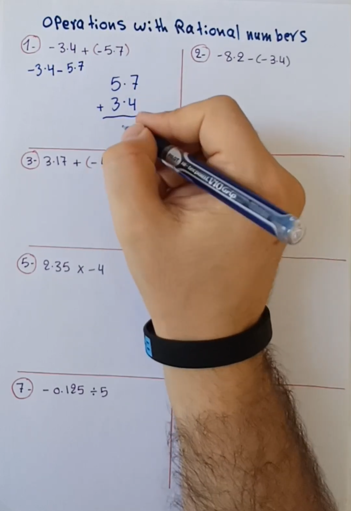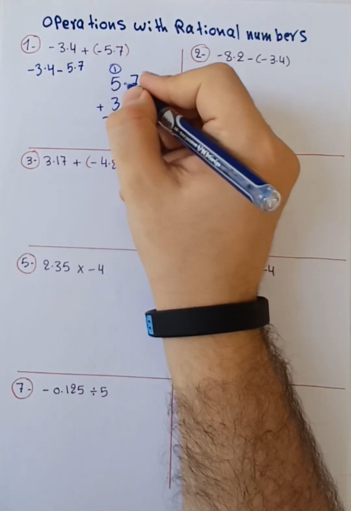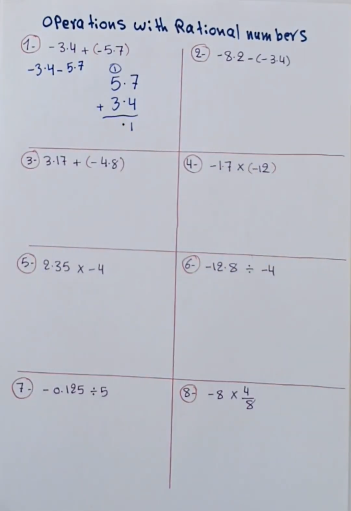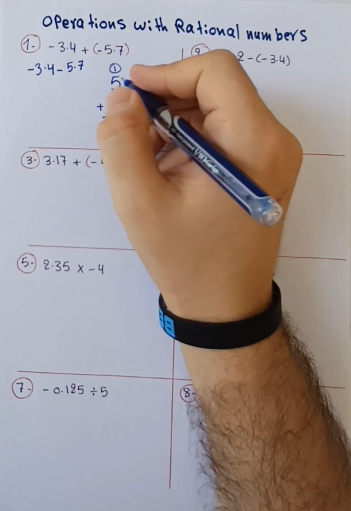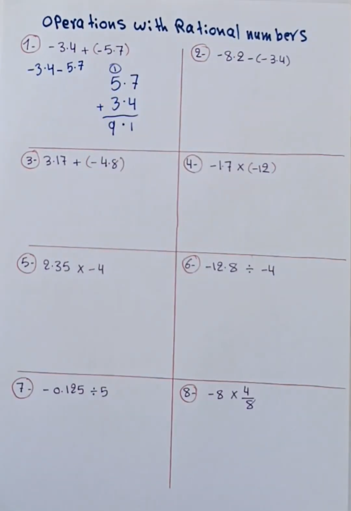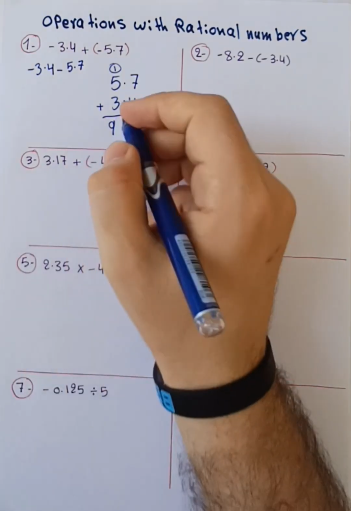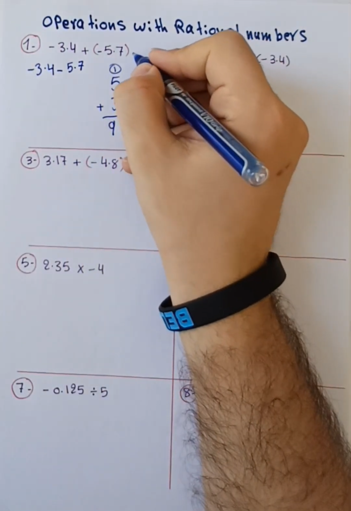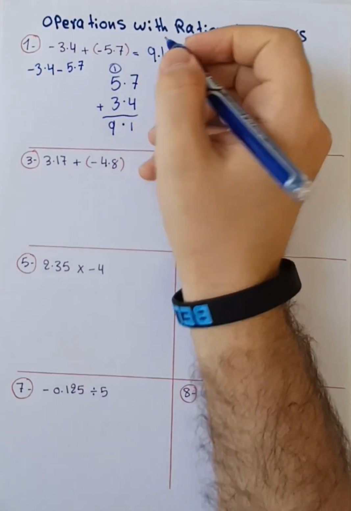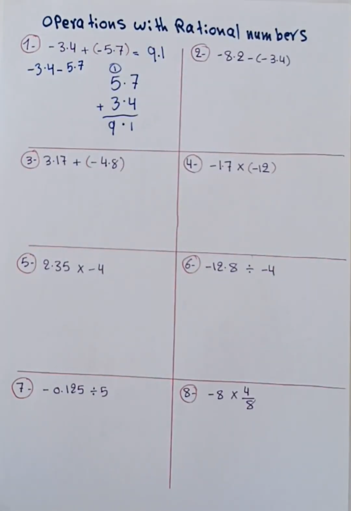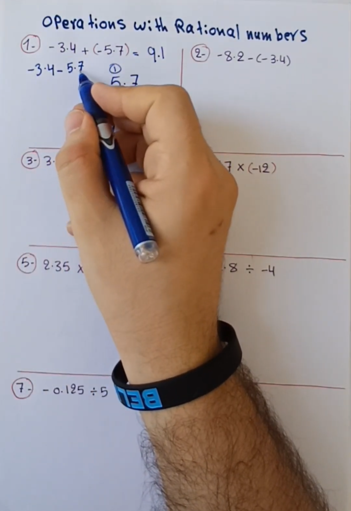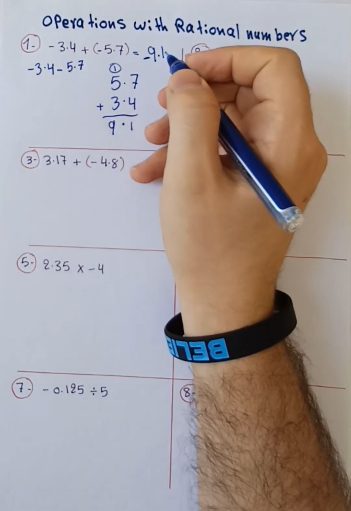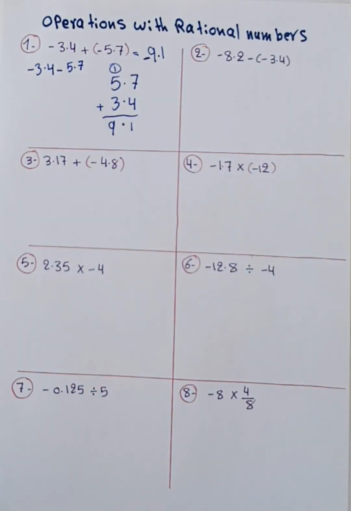7 plus 4 is 11. You have to regroup. You have to write this decimal point in the same place, and then 1 plus 5 is 6, 6 plus 3 is 9. So the sum is 9.1, and then we have to write the sign of the large number. The large number is 5.7 and 5.7 is negative, so the answer is negative 9.1.